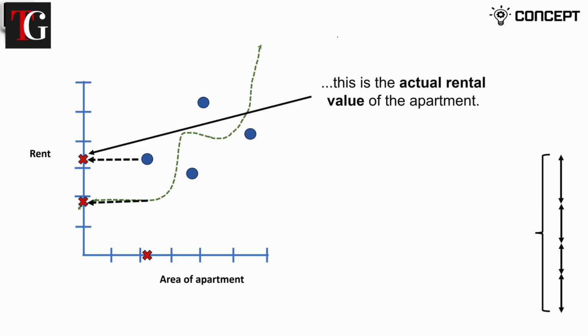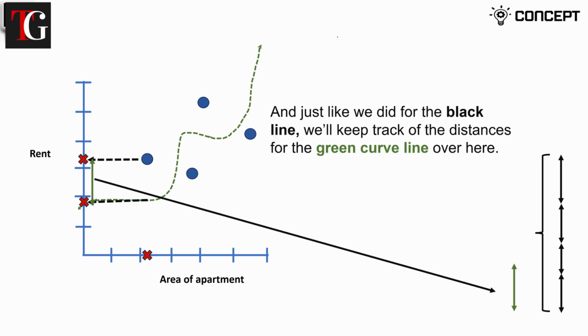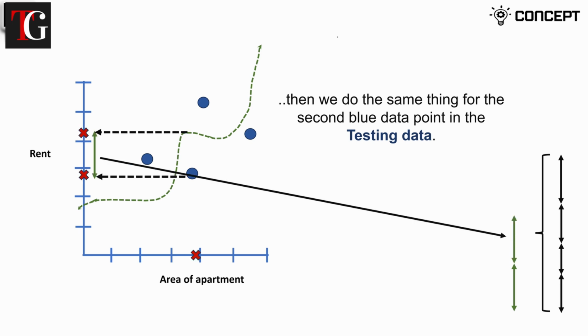This is the actual rental value of the apartment, and this one is the predicted value using the green curve. And just like we did using the black line, we will keep track of the distances for the green curve line over here. Then we do the same thing for the next blue data point in the testing data. Then we do the same thing for the second blue point in the testing data.